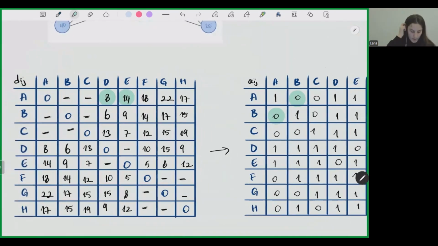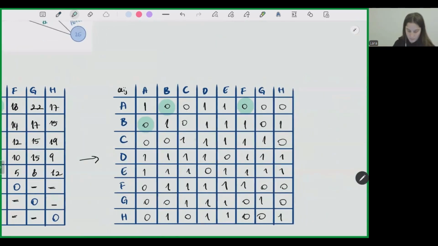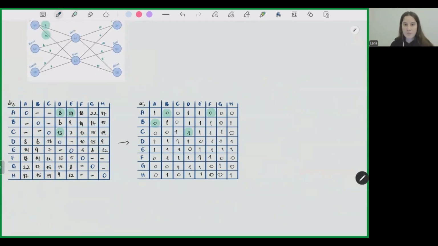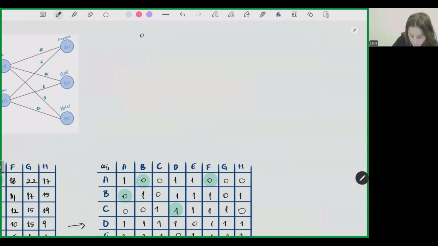Okay, so let's just look at one randomly. CD, from node C to D, it's less than 15. So I can include this as 1 because it's less than 15. So if we have understood the AIJ matrix, we can start to write our constraints and objective function.